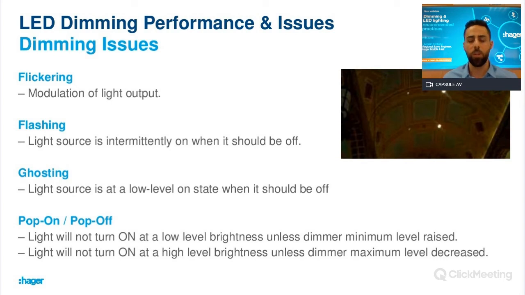Also, we have pop on and pop off issues. This follows the minimum and maximum programmed or selected brightness of the dimmer. Sometimes if the brightness is too low, the dimmer will not work, or if the brightness is very high, the dimmer will not work. So this also follows the LED fitting. The LED driver depends on the quality. So it's an issue here.